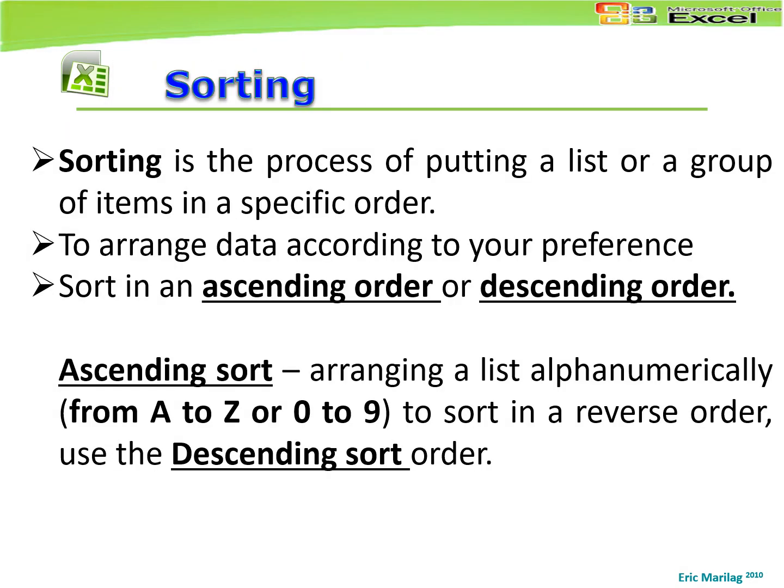Sorting. Sorting is the process of putting a list or group of items in a specific order. So we can arrange the data according to your preferences. Like we can sort it in ascending order or descending order. We can also do this sorting if you want to regroup or rearrange the data.